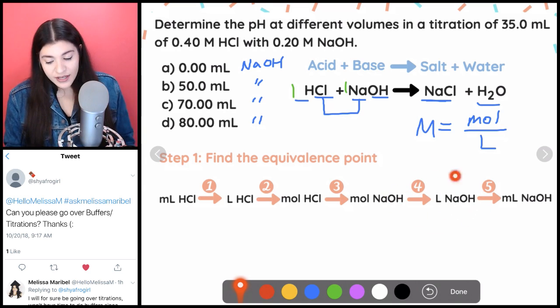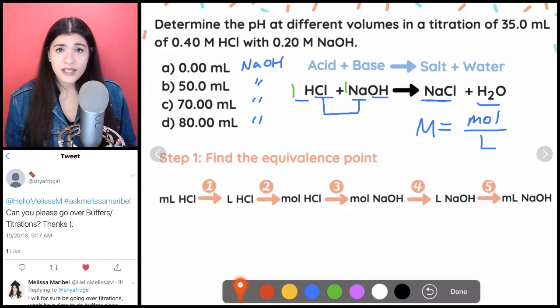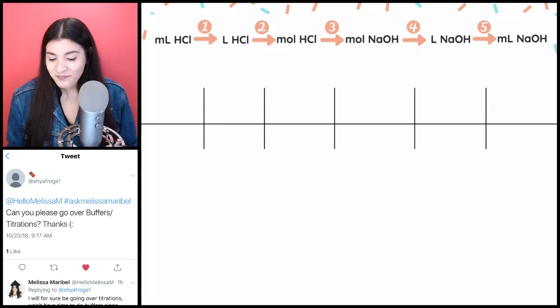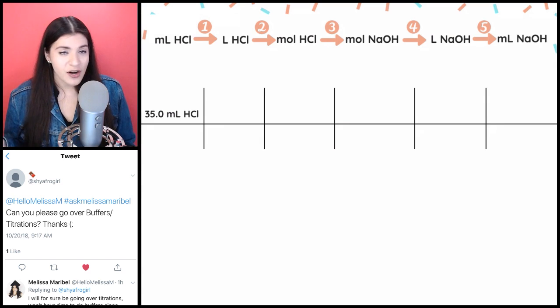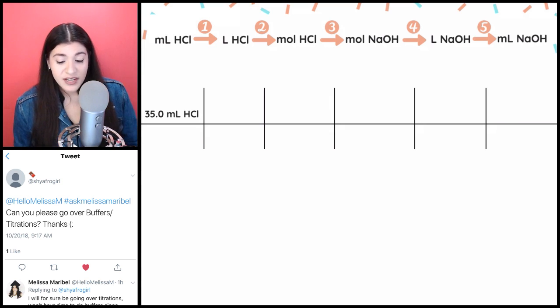Lastly, since we have liters of NaOH, we're just going to convert this back down to milliliters using 1,000 milliliters is equal to 1 liter. Okay, so let's do that. Let's set everything up. So setting everything up, I'm just starting with what we were initially given. So 35 mL of HCl.